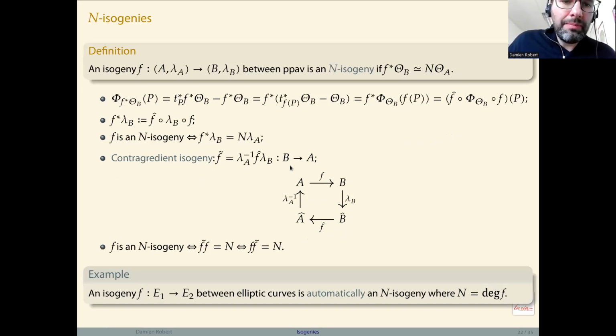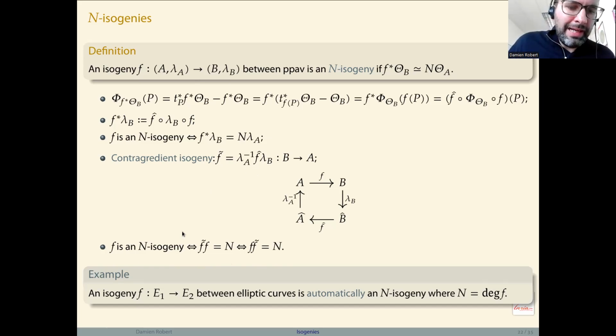Since lambda A is a principal polarization, it's an isomorphism, so I can define F tilde by this morphism. It's a morphism from B to A. So I go like this, and this time I use lambda A inverse to go like this. So this is F tilde. And the reformulation is that F is an n-isogeny is equivalent to F tilde F being equal to n. Be careful that F tilde depends on my polarization, even if the notation does not show it. It's also equivalent to F F tilde being equal to n by using biduality.